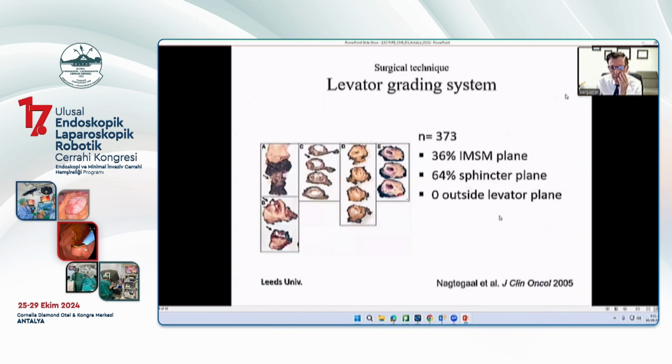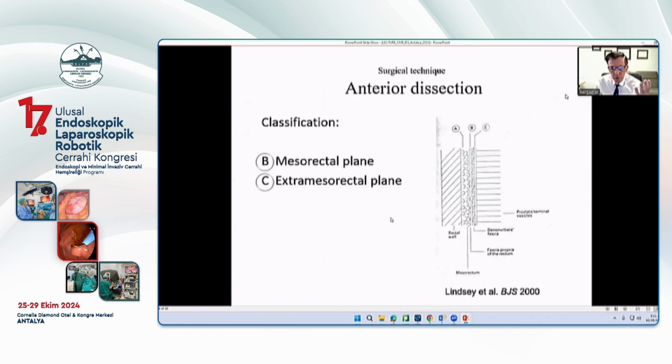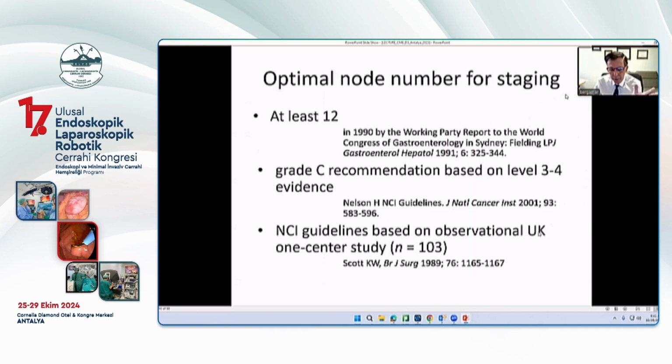So we know of the embryological planes. We know all this from rectal cancer. The anterior dissection in rectal cancer, all these concepts, Denonvilliers fascia, are coming from rectal cancer and then applied to colon cancer.